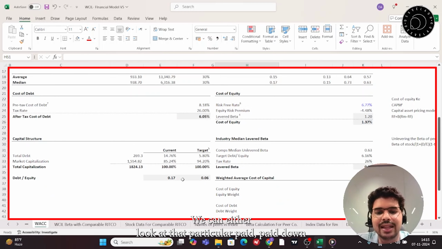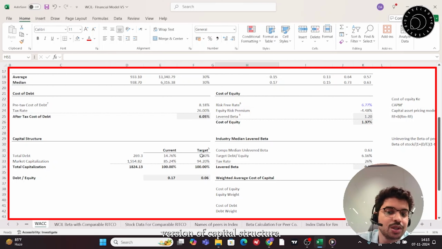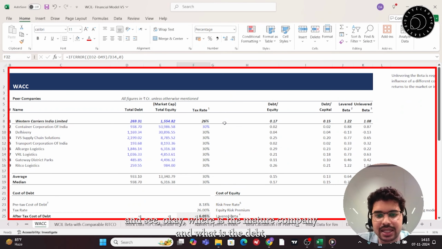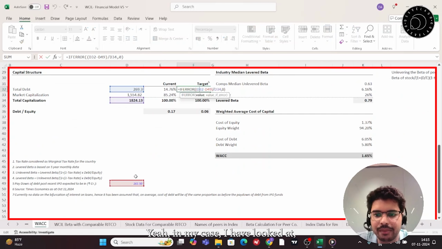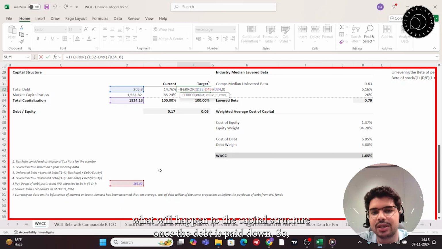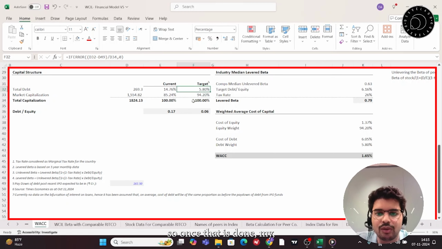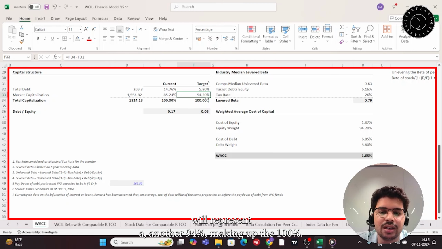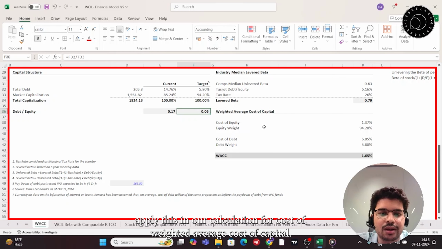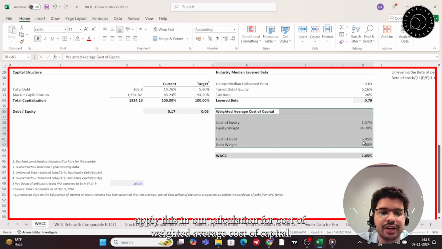We can either look at that particular paid down version of capital structure, or we can look at mature companies and see where the mature company is and what debt equity ratio they have. In my case, I've looked at what will happen to the capital structure once the debt is paid down. Once that is done, debt will only represent about 6%, and market capitalization will represent another 94%, making up the 100%. So how do we apply this in our calculation for weighted average cost of capital?